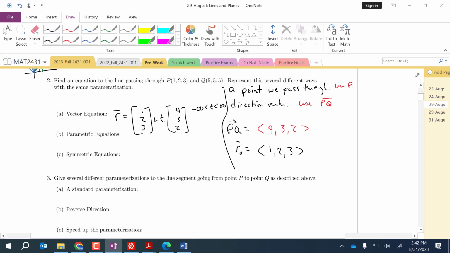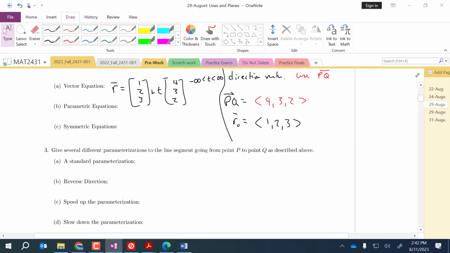Okay, thank you. So the next thing is the parametric equations. So the parametric equations would just look like this. We would say that our x-coordinate would be equal to 1 plus 4t, our y-coordinate would be equal to 2 plus 3t, and our z-coordinate would be equal to 3 plus 2t, where I'm getting my x, y, z points, which are the tips of the vectors, from these row equations.